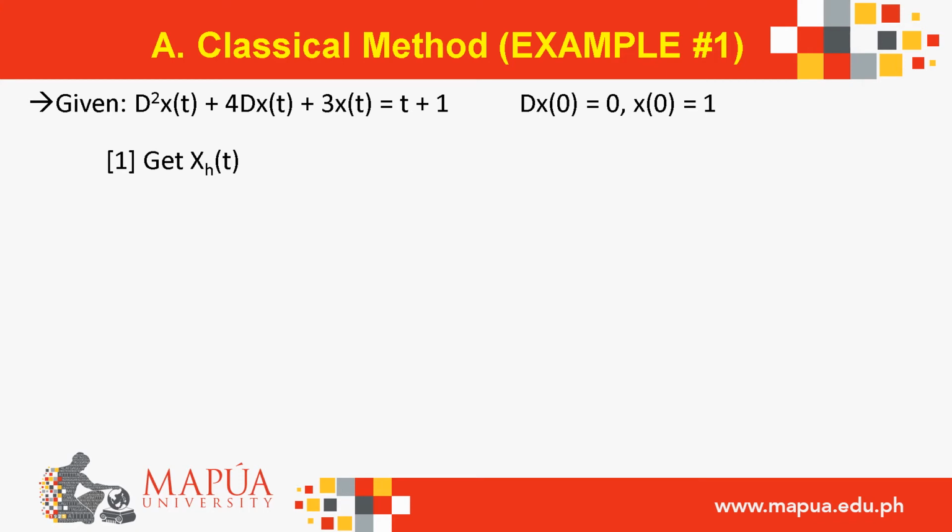First, get the classical method homogeneous solution, or x sub h of t, by replacing the derivatives in the given equation with m, obtaining m squared plus 4m plus 3 equal to 0. Therefore, by using the quadratic formula, we will get the values of m equal to -1 and -3. With this, the roots are real and distinct. Given distinct and real roots, the homogeneous solution is equal to a sub 1 e raised to -t plus a sub 2 e raised to -3t.